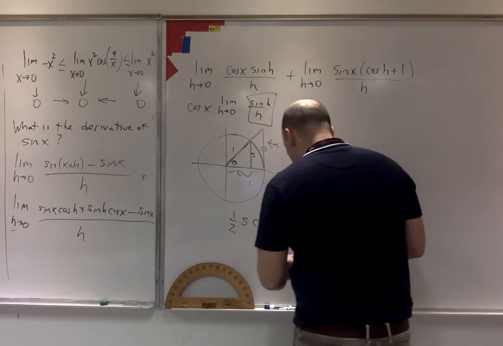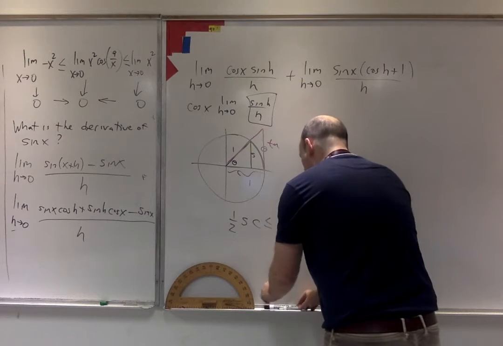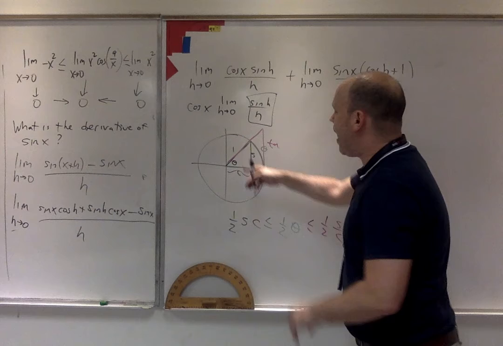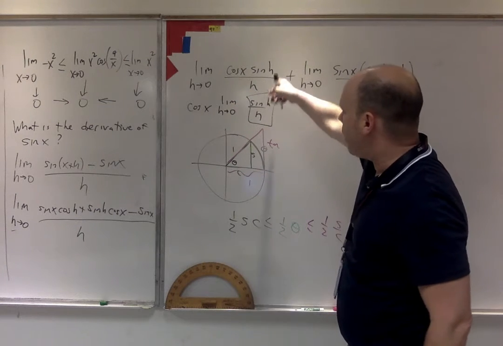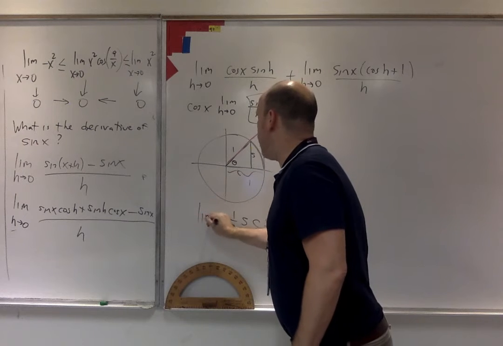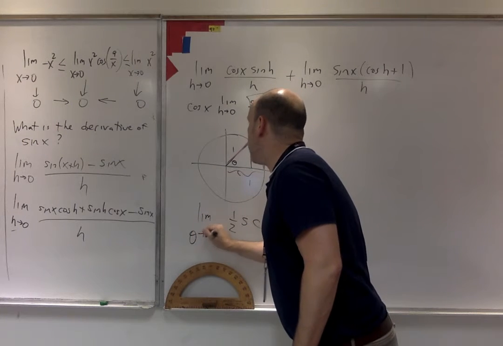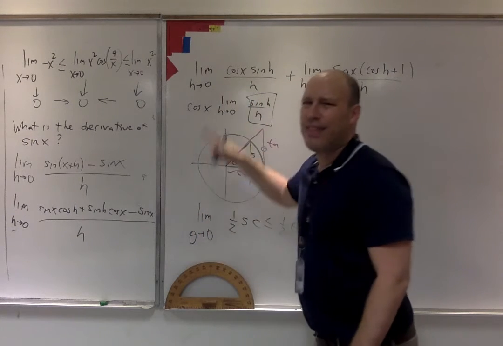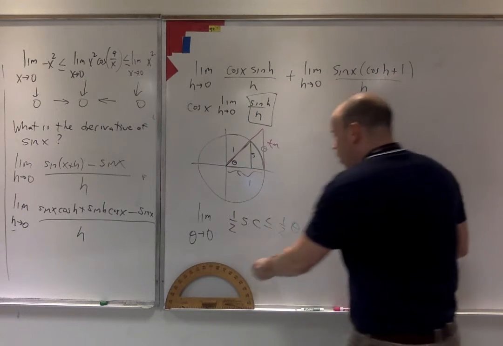So you might say, okay, well, these are thetas. I guess I should use h. I guess we can use theta. So the idea is, what is the limit as theta goes to 0? Same idea, theta, h. So what's going on here?